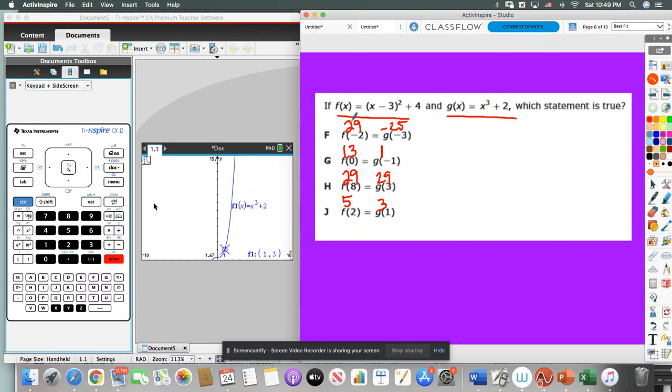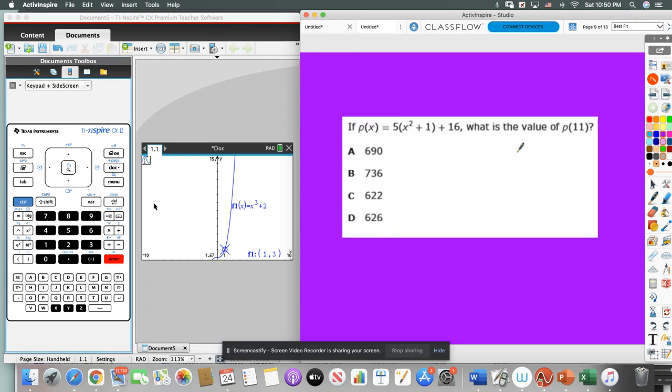And then I look, is 29 equal to negative 25? No. 13 is equal to 1? No. 29 is equal to 29? Yes. 5 is equal to 3? No. And so there's my answer because it says which statement is true. 29 equals 29 is a true statement.